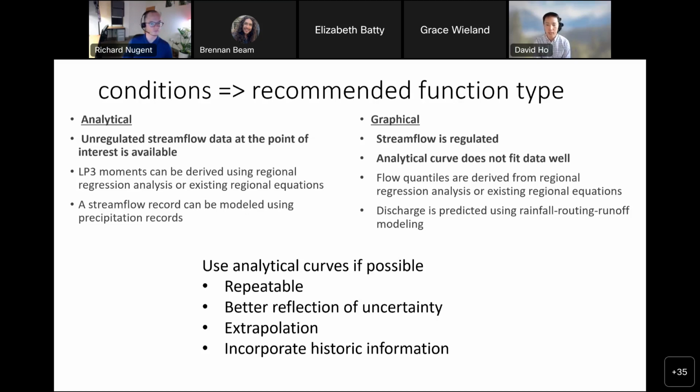And then lastly, another advantage for analytical curves is it can allow you to use historic information. So Bulletin 17C, again, we can thank this methodology. It allows you to add information such as paleo floods in order for you to refine your frequency curves. So for graphical curves, it's not really clear how you would incorporate historic information. And again, there probably would be a lot of subjectivity to it if it was done.